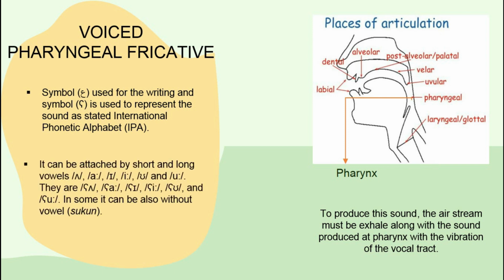Arabic has some diverse back consonants. They are velar, uvular, pharyngeal, and glottal consonant sounds. The voiced pharyngeal fricative lies at the back of the speech organ before the glottal. It can be attached to short and long vowels.